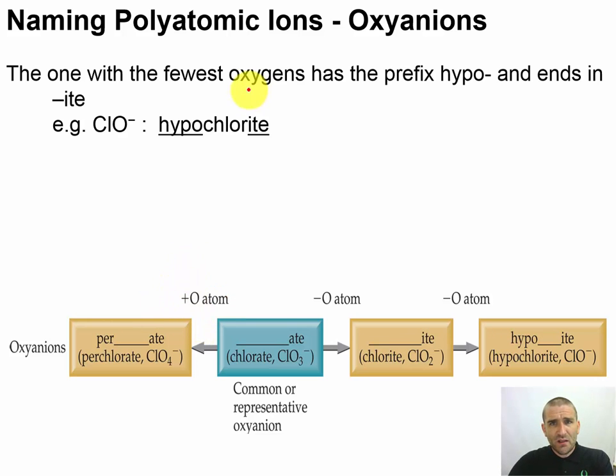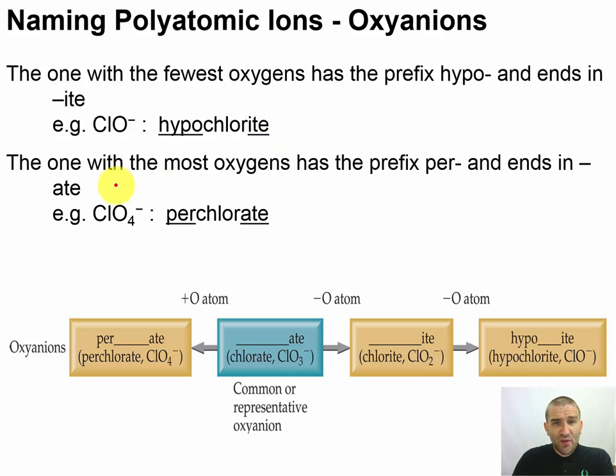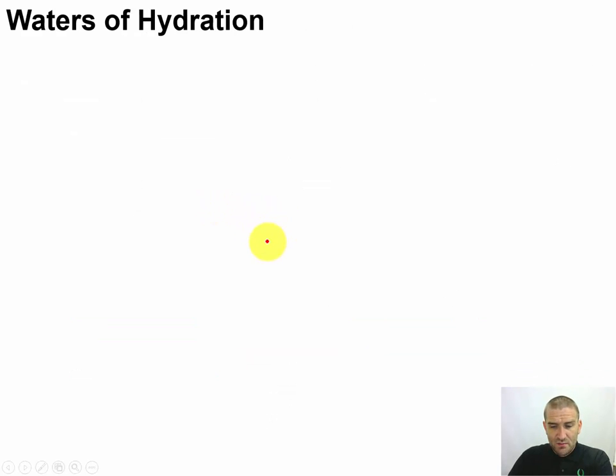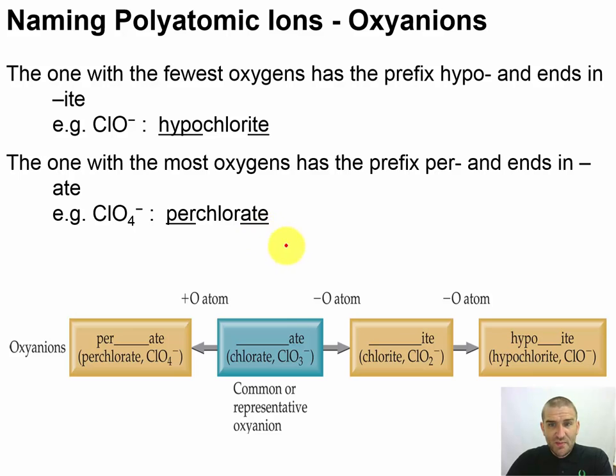Now, let me just put it out here as the breakdown coming the other direction. So the one with the fewest oxygens gets the hypo prefix and ends in ite. So it's hypo-something-ite. So hypo-blank-ite. Then the one with the most oxygens gets to be per-blank-ate. And then the ones in the middle get the ate and the ite.